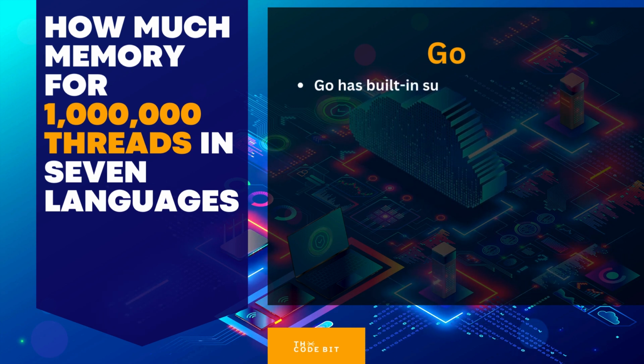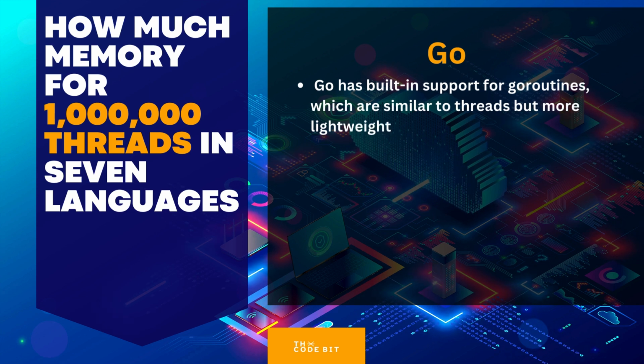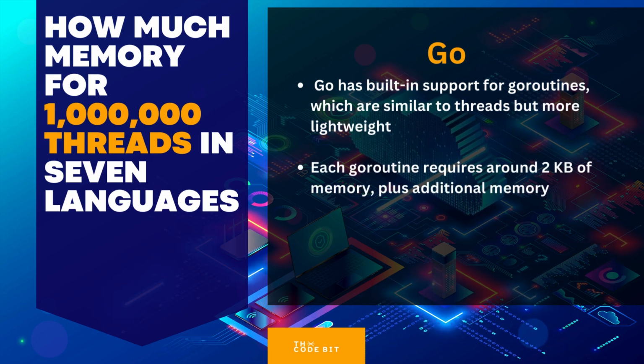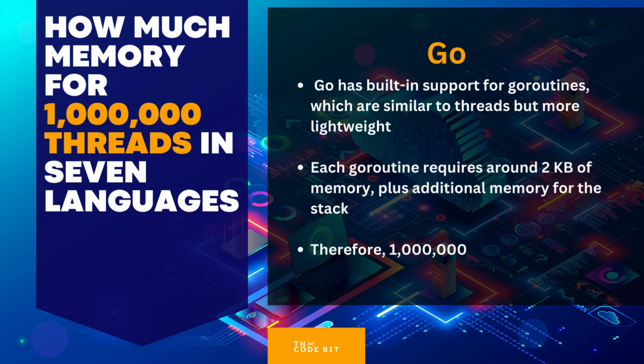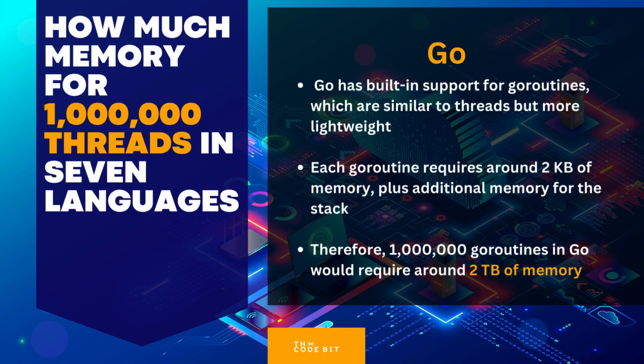Go has built-in support for goroutines, which are similar to threads but more lightweight. Each goroutine requires around 2 kilobytes of memory plus additional memory for the stack. Therefore, 1 million goroutines in Go would require around 2 terabytes of memory.